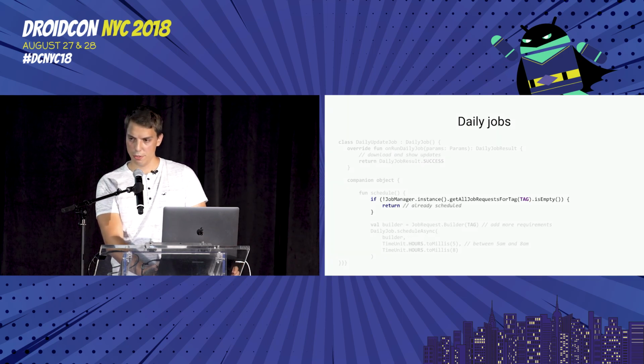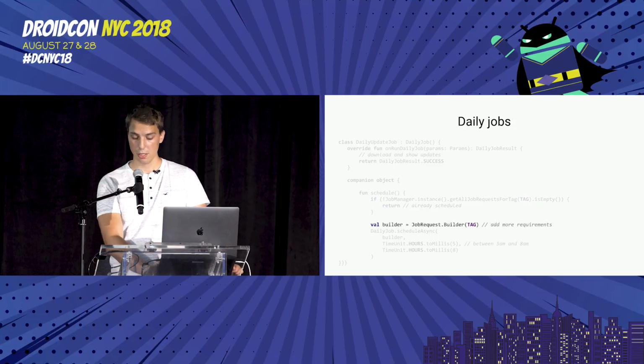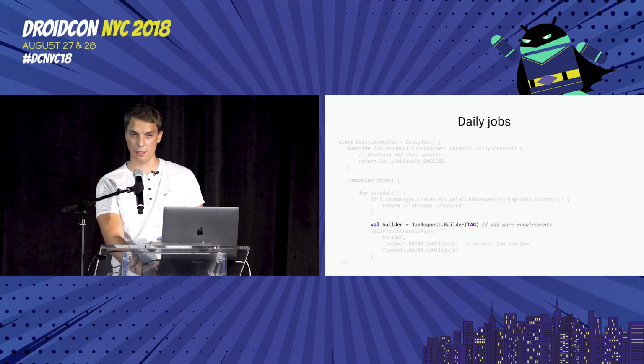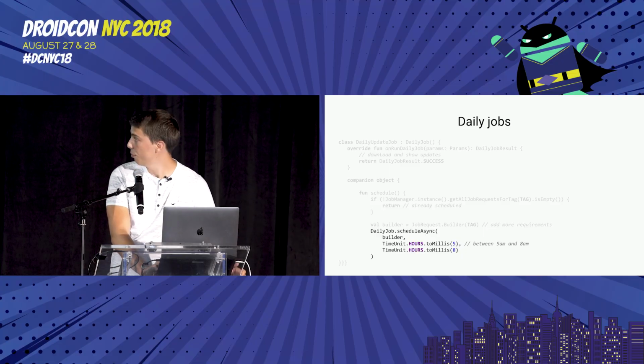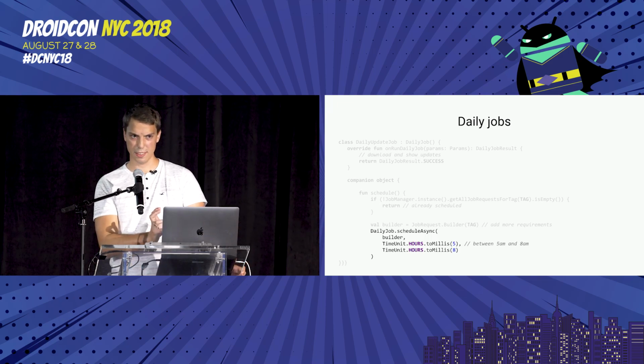Then here in the schedule method, I check first if I've already scheduled a job. If one is there, then I don't need to schedule a new one. I just want to have one daily job. And if there's no job scheduled yet, I do this here. I again create a builder object, can specify requirements, which I didn't need to do here. And then I just schedule the job, and that's it. And here I specify the time window. This job, for example, would run between 5 a.m. and 8 a.m. in the morning. And again, this is a big time window, and that makes it easy for Android to optimize for battery life.